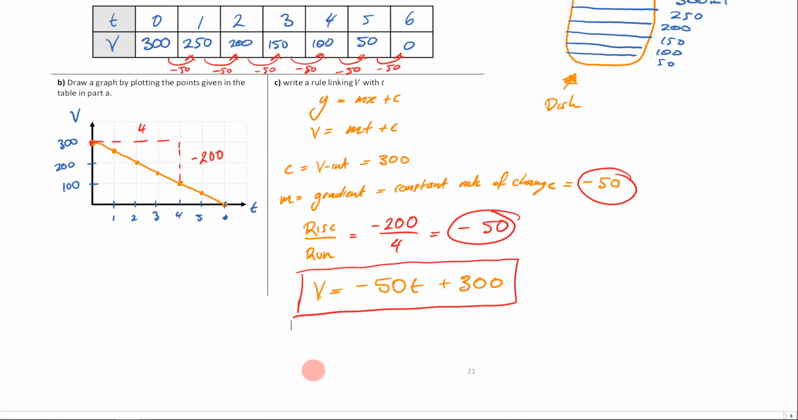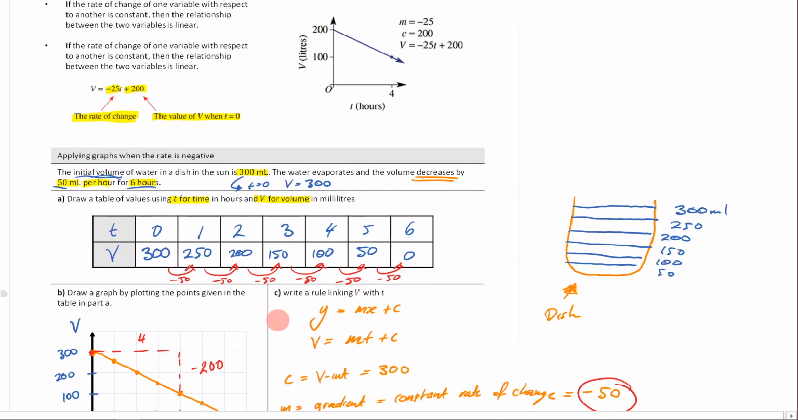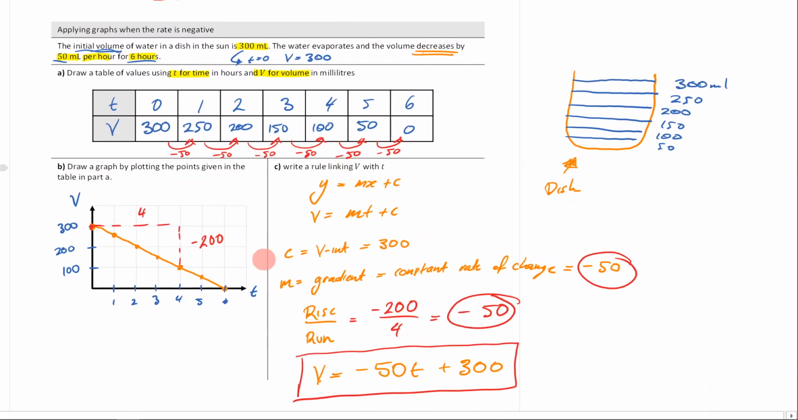V is equal to negative 50T plus 300. You can come up here and now read the table, this key ideas here, and you can understand it a bit more. The rate of change is your M value. The value of V when T is equal to 0 is the C value. So this is M, this is C. And you can kind of see how this thing is working here. But again, it makes more sense with the diagram and the example here.